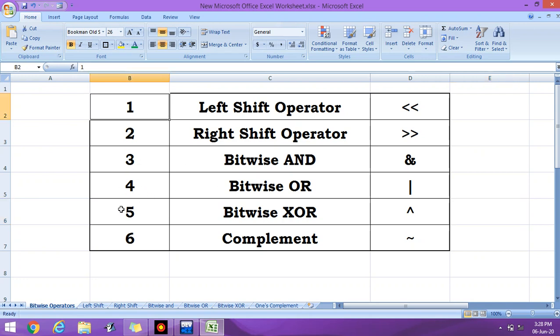These are the 6 bitwise operators. First is the left shift operator, and the symbol is represented along with it. Then right shift, bitwise AND, bitwise OR, bitwise XOR and complement. Let us learn one by one. First of all, what is the meaning of these operators? Then the programming concept.